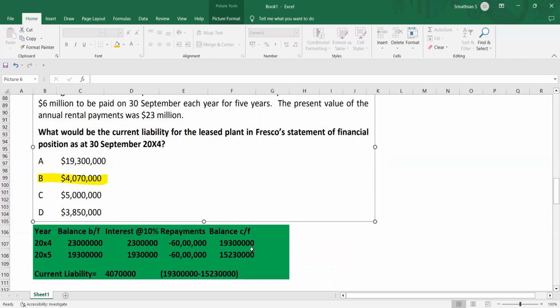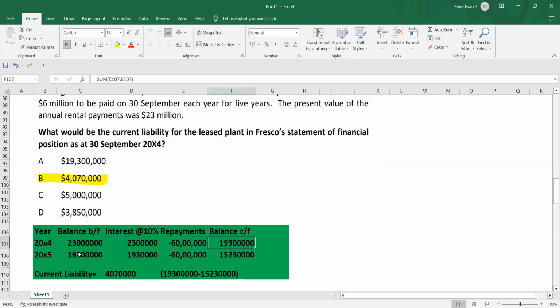You get 19.3 million, and the closing balance of 2014 becomes the opening balance of 2015. So just bring forward this amount, apply 10% interest on this, you get 1.93 million, and then deduct the repayment of 6 million again, you get 15.23 million. But in the question, they are asking us to calculate what would be the current liability for the leased plant in Fresco's statement of financial position as at 30th September 2014.